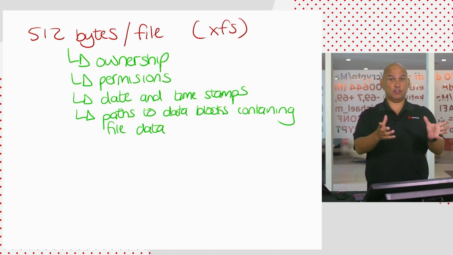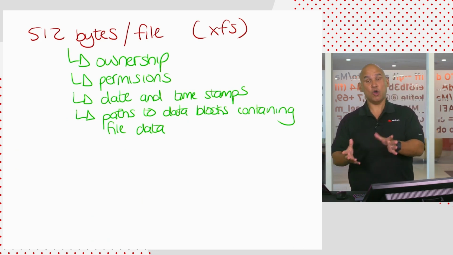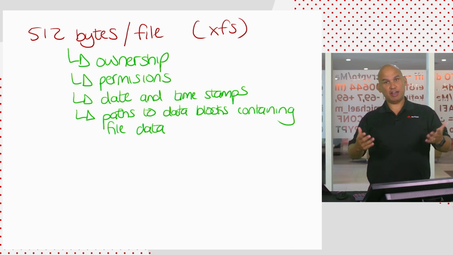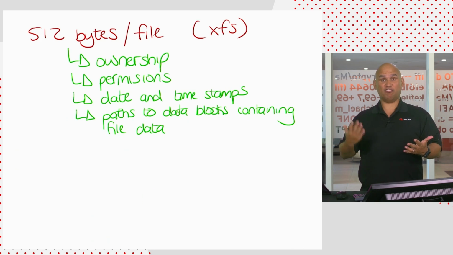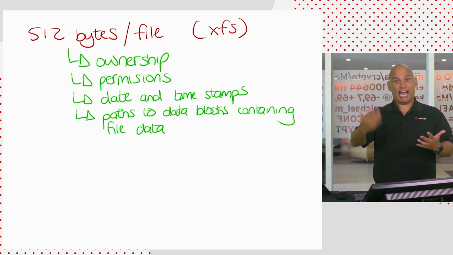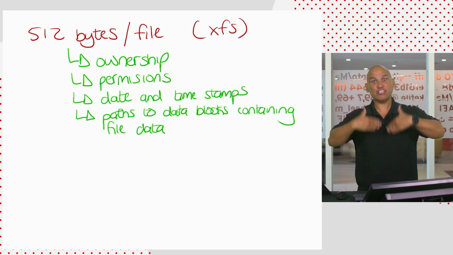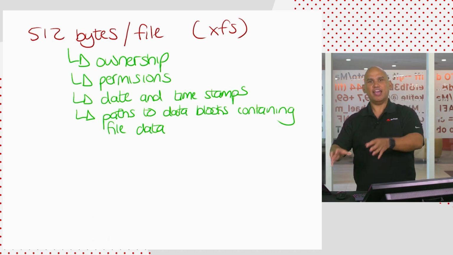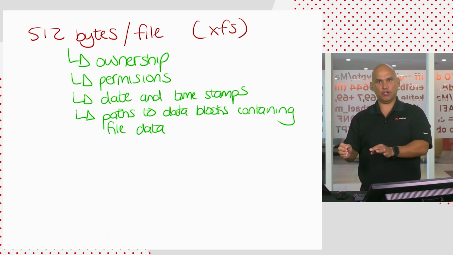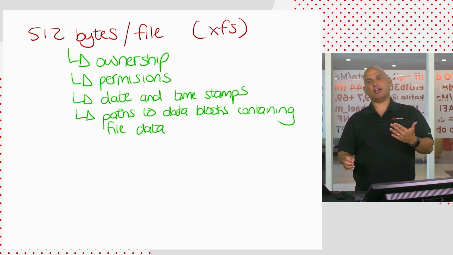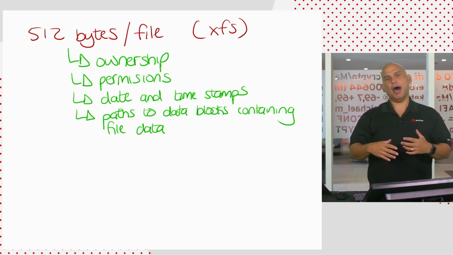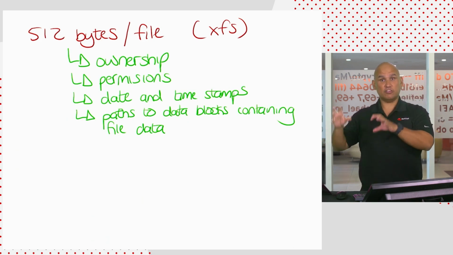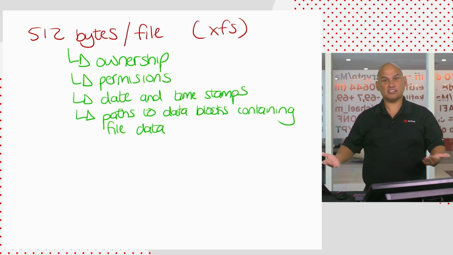Now, if you are making use of the XFS file system, which is the default file system for Red Hat Enterprise Linux, it generates inodes of 512 bytes in size. And these inodes are generated dynamically. So as you create the file, the inode is created for that file. Every file has an inode. And the inode keeps track of things like the ownership, the permissions, the date and timestamps, and the actual paths to the data blocks that contain the file's data.